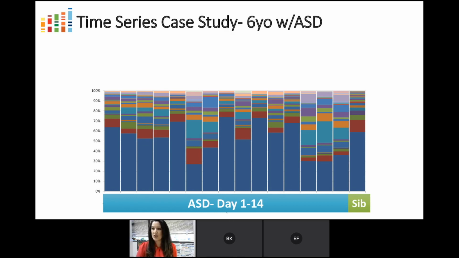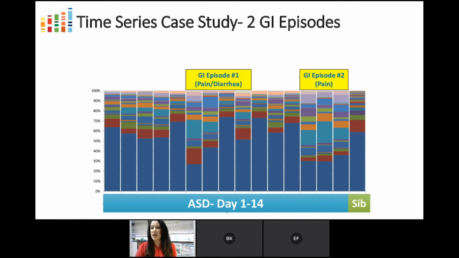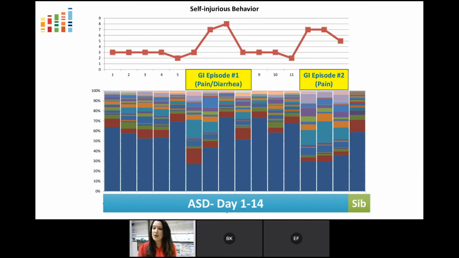And when we layer on our GI data, you can see that those changes in the microbiome actually coincide with 2 distinct GI episodes, both of which include the report of abdominal pain and one of which also includes the manifestation of significant diarrhea. But if we take this a step further and layer on behavioral data, now we see spikes in self-injurious behavior coinciding with those 2 GI episodes. So this is a great illustration of the microbiome gut-brain axis in action.